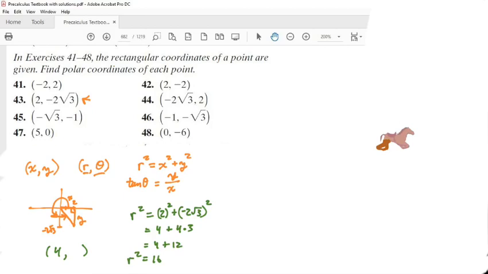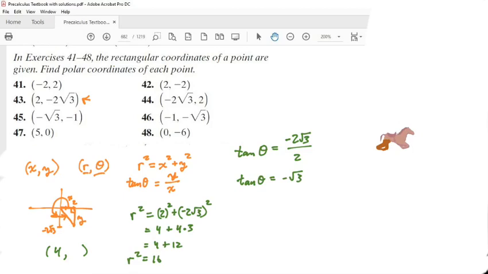Now we need our theta. How do we do that? We're going to go tangent theta equals, what's the y? -2 rad 3 divided by 2. Can I simplify? So that's negative rad 3. Do you guys know of an angle theta that'll give you that? If you don't, then we'll have to use tangent inverse in our calculator. Do we know a theta that'll give us a negative rad 3?